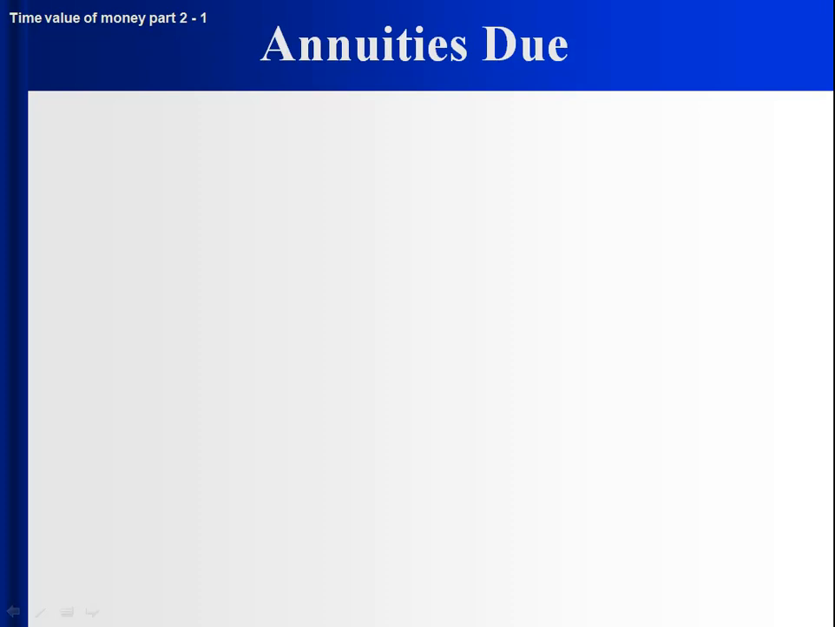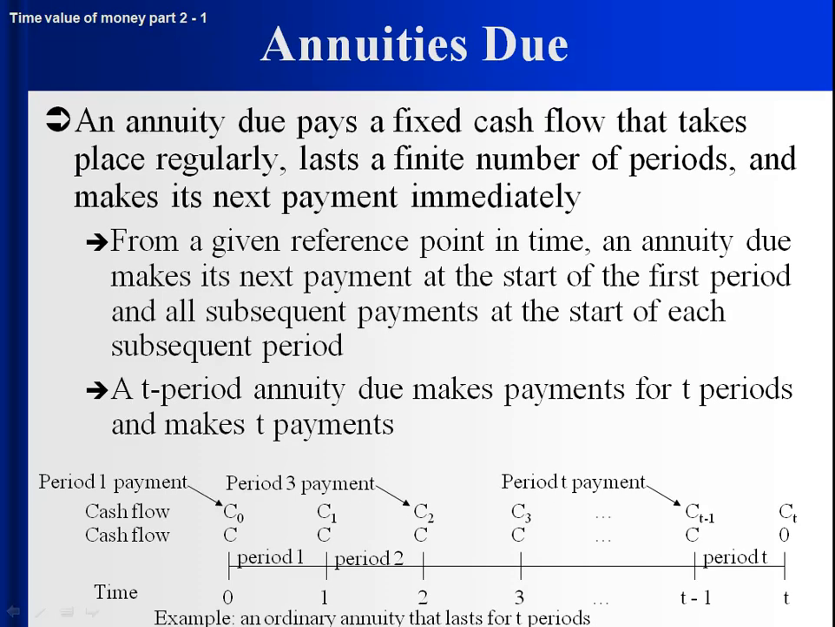Let's give a little intro into annuities due. Annuity due, fixed cash flow, takes place regularly, finite number of periods, which is the same as an annuity, but the difference is its next payment is immediately. So time zero is where we have the first payment, and suppose there's T payments, then the last payment is actually at time T minus 1.